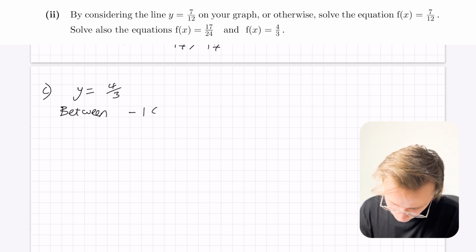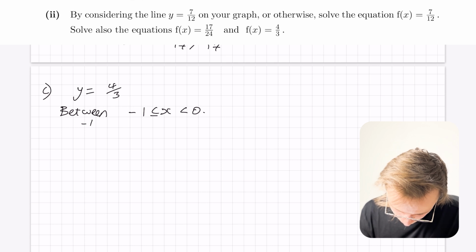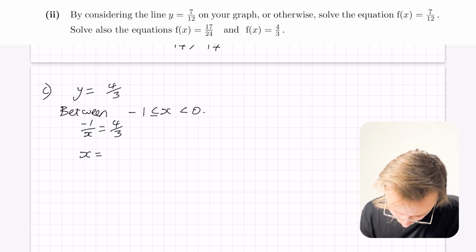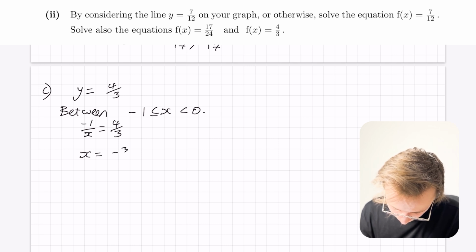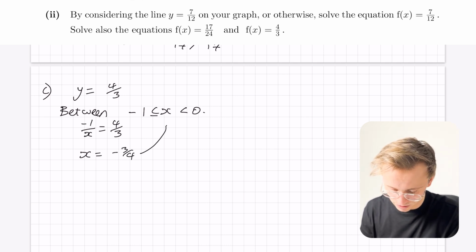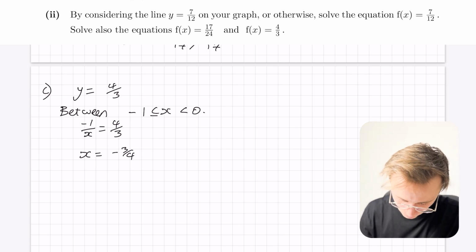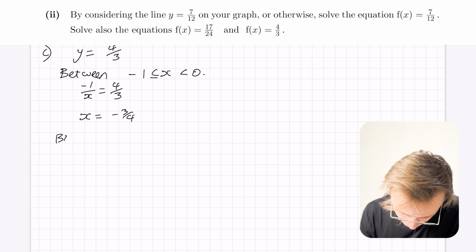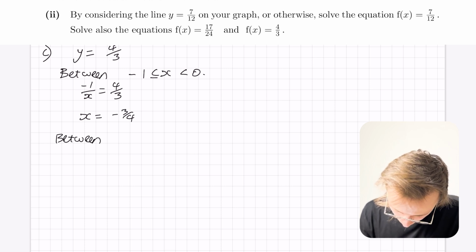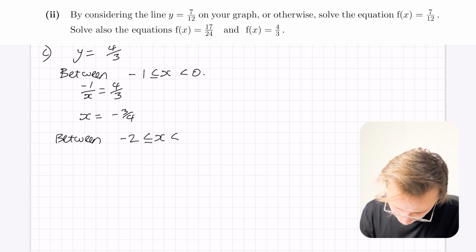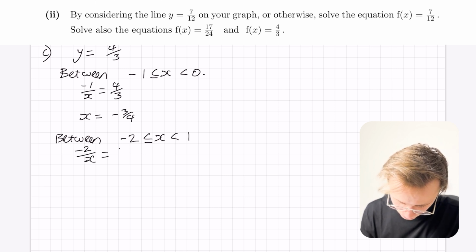minus 1 less than or equal to x less than 0. Ooh, less than 0, need to be sure about that. We have minus 1 over x equals 4/3. This implies x equals minus 3 over 4. Again, is in the region I'm thinking about because it's between minus 1 and 0. Okay, cool. So next, between minus 2 less than or equal to x less than 1, we have the equation minus 2 over x equals 4/3.